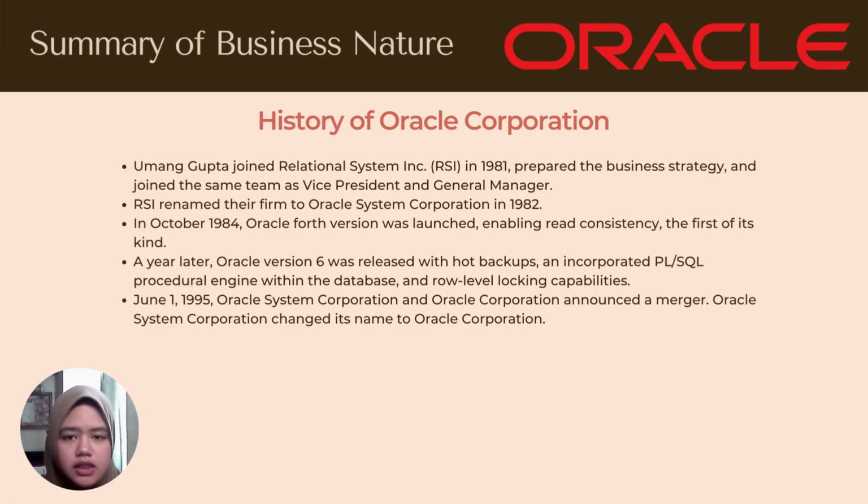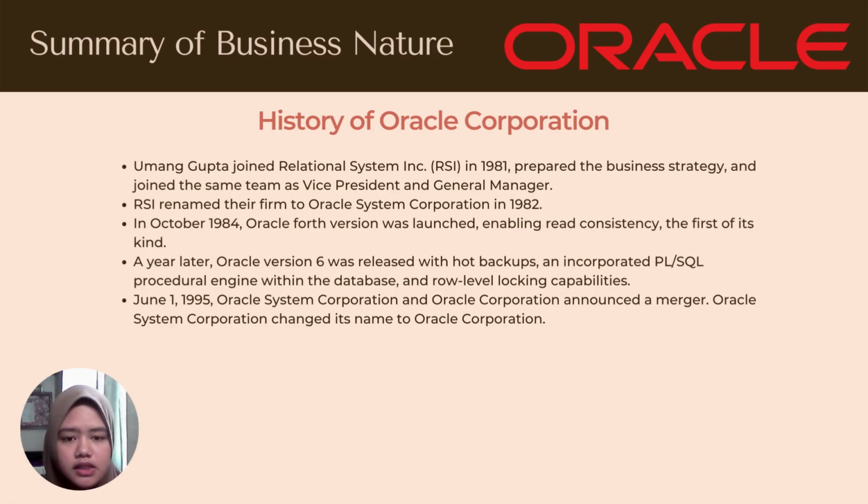Soon after, in October 1984, Oracle's fourth version was launched, enabling read consistency, the first of its kind. UNIX-based Oracle applications were debuted in 1987, and a year later, Oracle version 6 was released with hot backup and incorporated the PL/SQL procedural engine within the database and row-level locking capabilities.